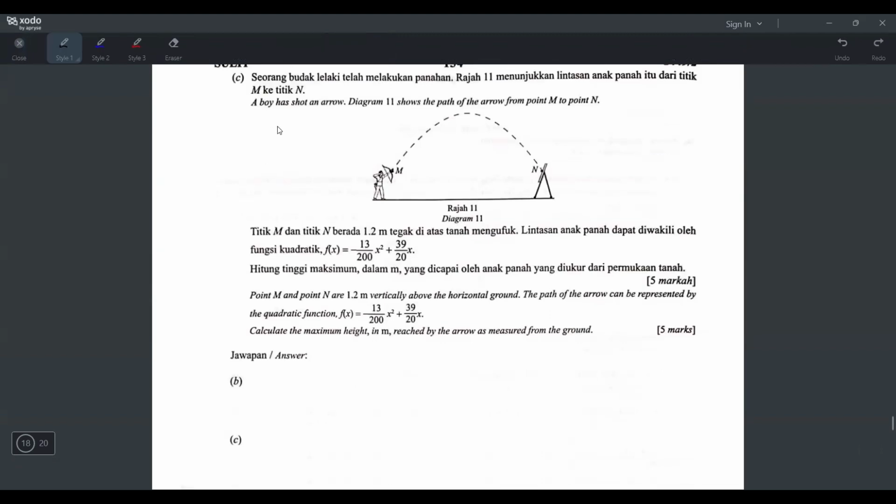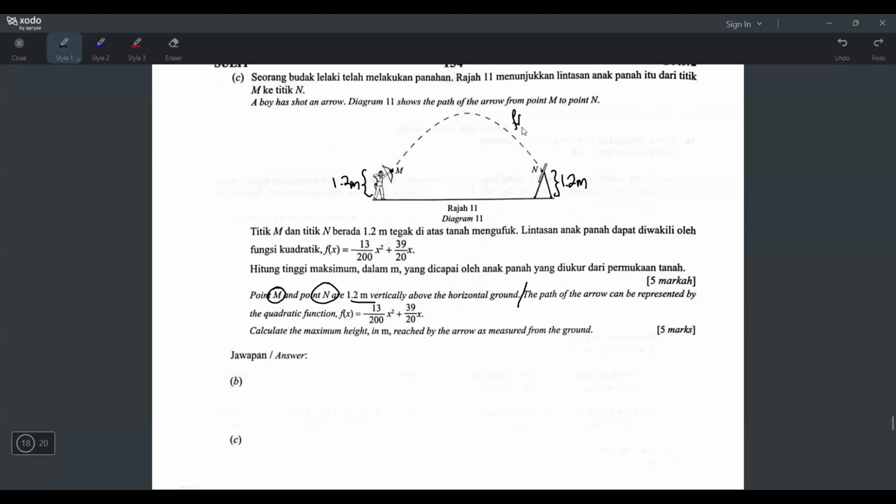Alright, let's do C. A boy has shot an arrow. Diagram 11 shows the path of the arrow from M to N. So this is where the arrow starts and then shoots to N. Points M and N are 1.2 meters vertically above the horizontal ground. I can see this is the ground, and they say the distance is vertically above 1.2 meters. So I guess here is 1.2 meters, and this is also 1.2 meters. The point M also 1.2 meters.